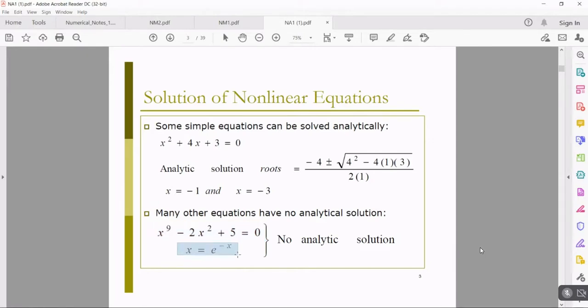Similarly, this is our another equation, x equals to e raised to power minus x, and we want to know how to get the solution of this equation. Till now we don't know how to solve this equation analytically, so we will solve this using some numerical techniques, and we will learn how to develop the numerical techniques and how to apply them to get the solution of these kinds of problems.